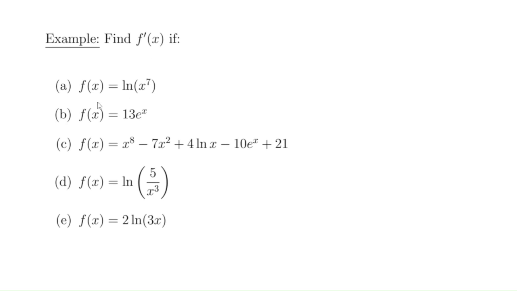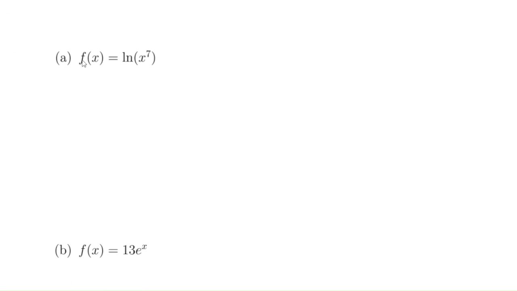So notice in part A, we have not ln of x, but ln of x to the 7th power. So how do we take the derivative in that case? So let's go through each of these one by one. So part A, how do we take the derivative of this? Well, what we're going to do is rewrite this as 7 times natural log of x. So what I've used here is the power property of logarithms that tells us that we can take this 7 and bring it out front.